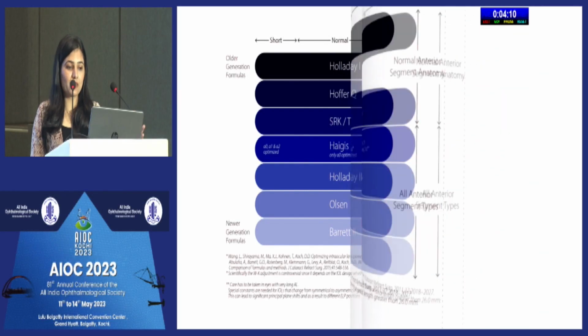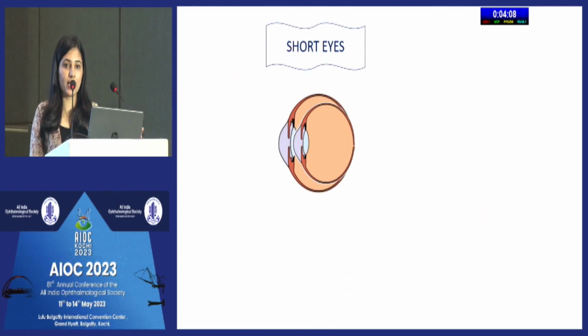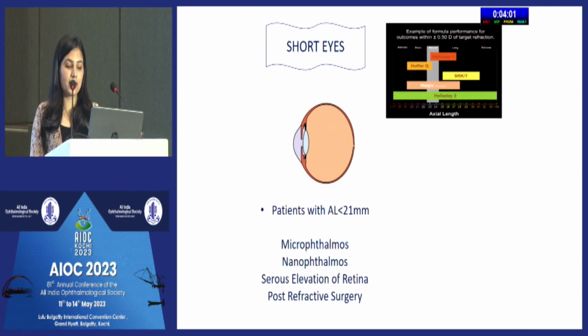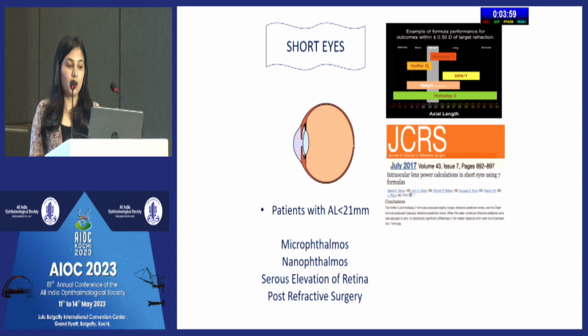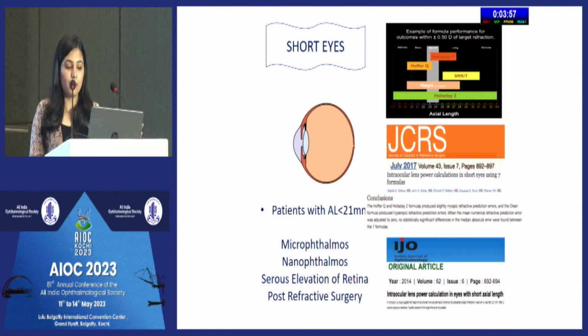Coming to specific situations like short eyes, long eyes, and post-refractive surgery eyes. For short eyes of less than 21 mm, Hoffer Q was fairly accurate, but now most people prefer Barrett's Universal 2 as it gives more accurate results.